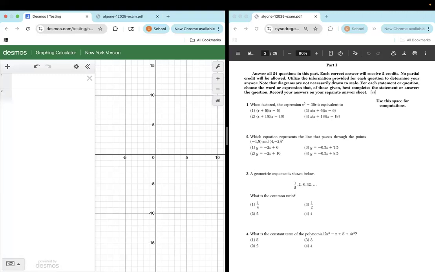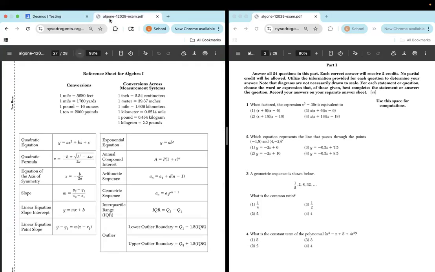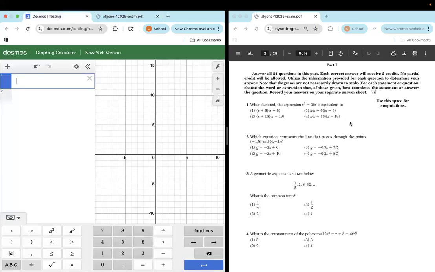Welcome, everybody. Today we will be going through the January 2025 Regents Exam, and we will be going through the multiple choice section. You should have some scrap paper, the Desmos graphing calculator open and in test mode, and also the reference sheet, because we can use these tools to answer a lot of questions.